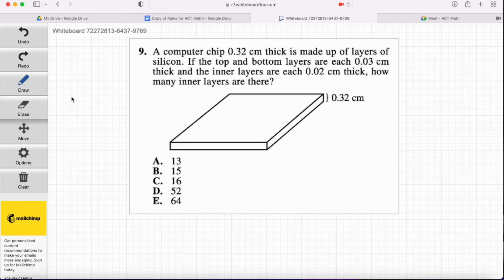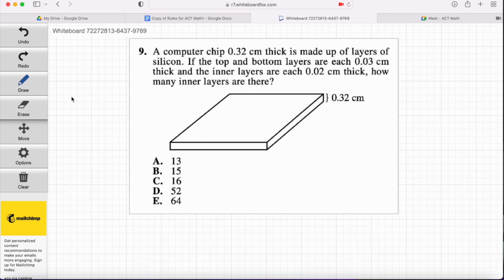It's going to be fun. What are we solving for here, Abby? We're solving for how many inner layers there are in this computer chip. Do you have any idea how to solve this? You can say no if you don't. Let's see. A computer chip is made of layers. I'm going to say no. Okay, no problem.